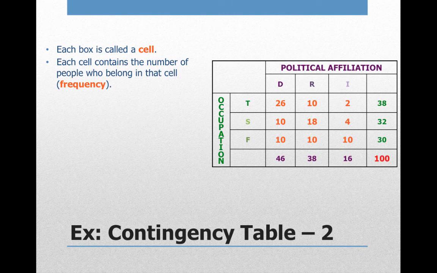And so each box is pretty much called a cell. And really what we're seeing in the orange is the frequency, the count of the number of people that belong to that cell. So for example, how many Democratic teachers are there? Well, we see that we have 26 Democratic teachers.